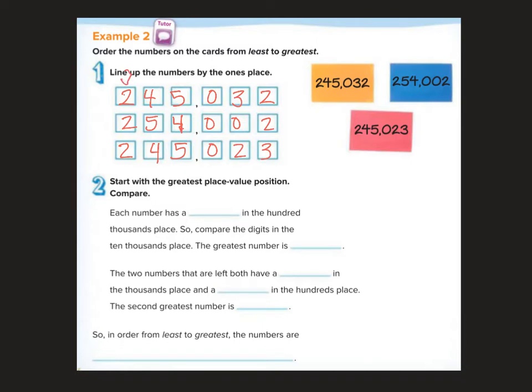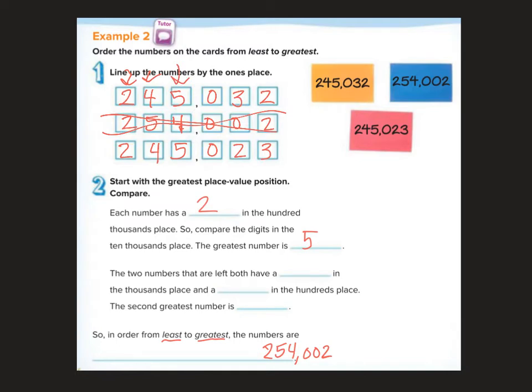So the 100,000s, look at that, all 2s. Each number has a 2 in the 100,000s place. So we're going to compare the digit in the 10,000s place. So we have 2 4s and a 5. So the greatest number is 5. So therefore, we're ordering from least to greatest. So that means that's going to be the biggest one, 254,002. So I'm going to cross it off because we know it's the biggest. Then we have these 2 left to compare.